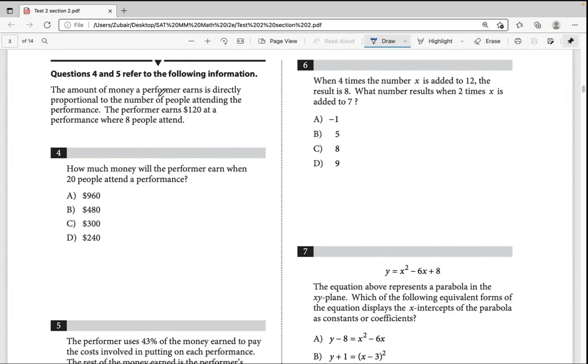The amount of money a performer earns is directly proportional to the number of people attending the performance. The performer earns 120 at a performance where 8 people attended. How much money will the performer earn when 20 people attend? So for one person and for 20 people, 120 by 8 times 20 is 300.